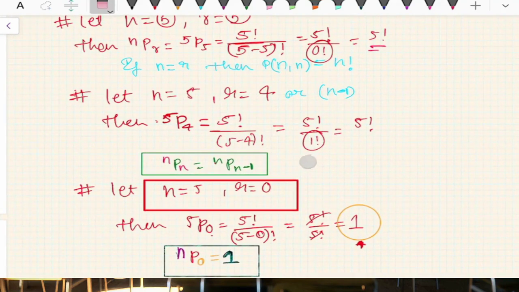मैंने यहाँ पे लिख रखा है. If you have to find nPn, then it is n factorial. If you have to find nP(n-1), then again it is also n factorial. If you find nP0, then it is 1, and so on and so forth. There are so many beautiful ways in which you can prove so many beautiful results.